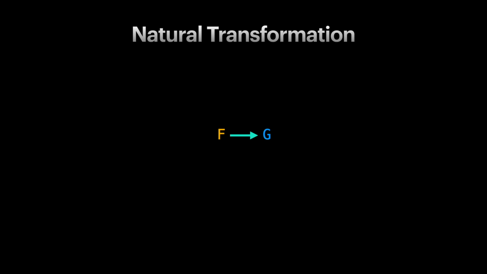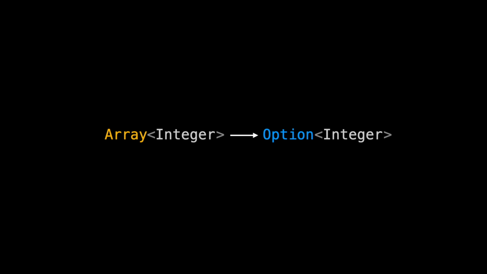In order to understand this better, let's look at an example. Let's consider a function that receives an array of integer and returns an option of integer. Can you think of a useful implementation for this transformation? Let's consider a function that returns the first element of the array, and let's call it head. When head receives a non-empty array, it returns some of the first value. And in case of an empty array, it returns none.